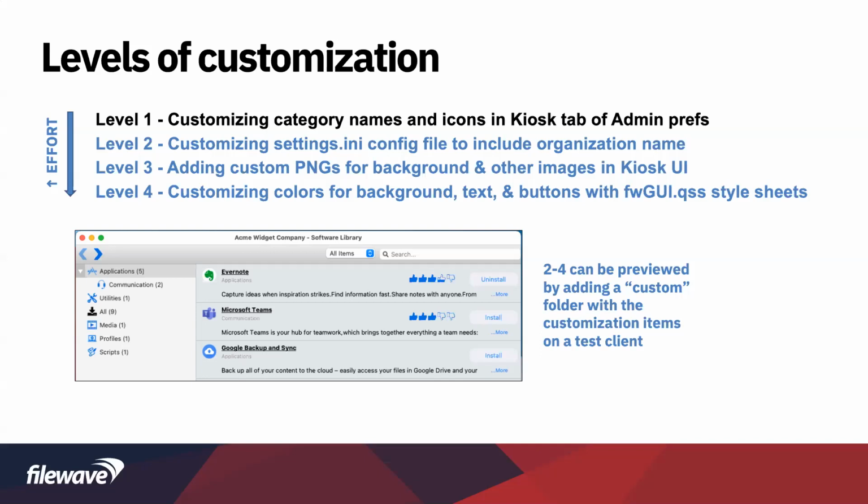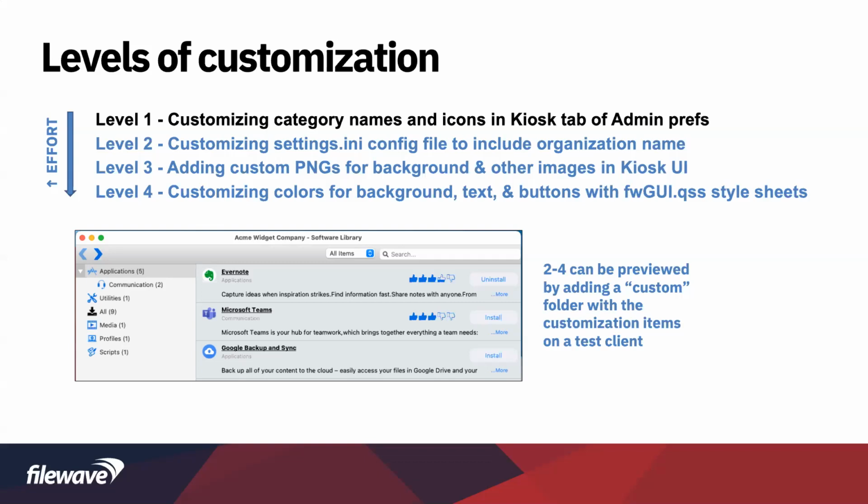Level 2 involves a really small INI file that allows you to change the organization name, disable the top downloads list, and to force the icon in the system tray or the Apple menu, so it's always present on a client device, regardless of whether you have a kiosk association or not.